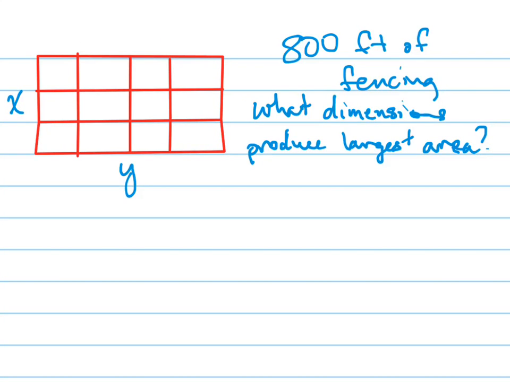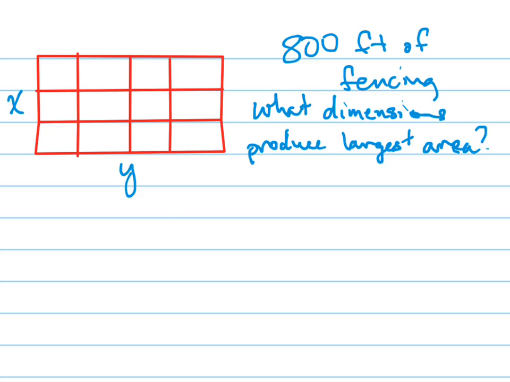Classic area maximization problem. It says this: a farmer has 800 feet of fencing, and he needs to make 12 corrals like this. I know they don't look right, but trust me, pretend like those are all equal sizes. What dimensions produce the largest area? Here's how I would do these problems.